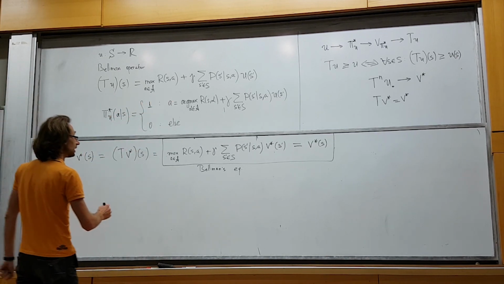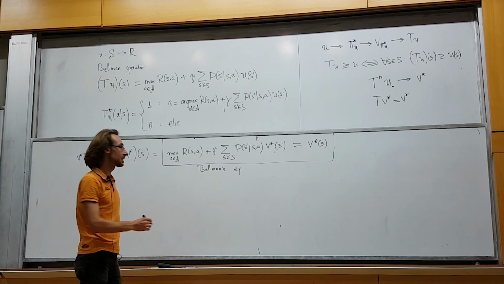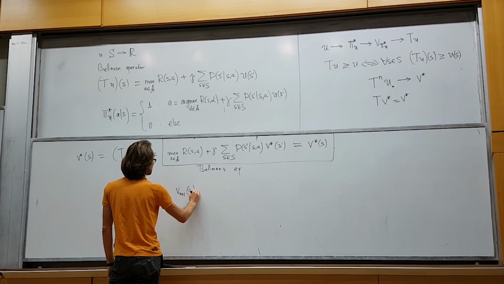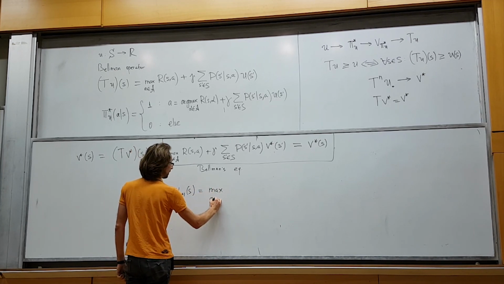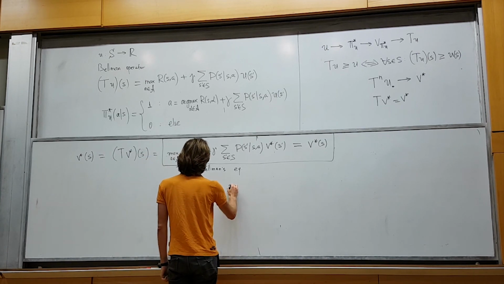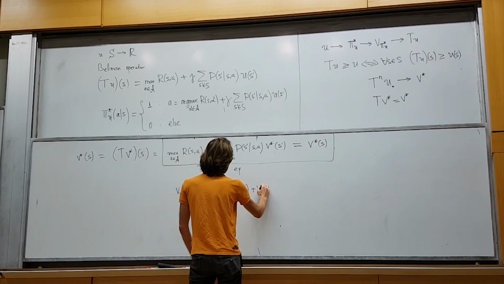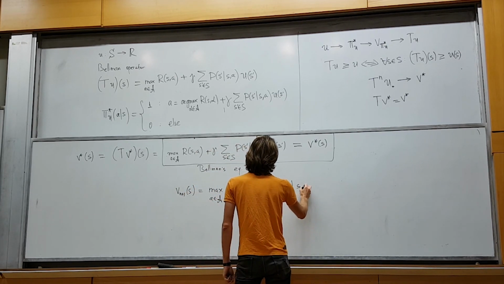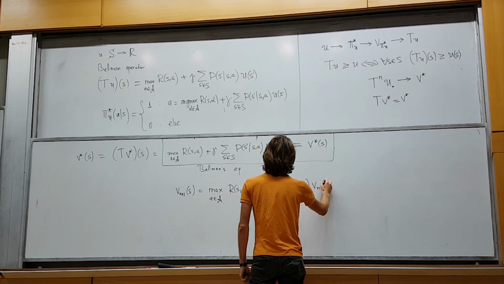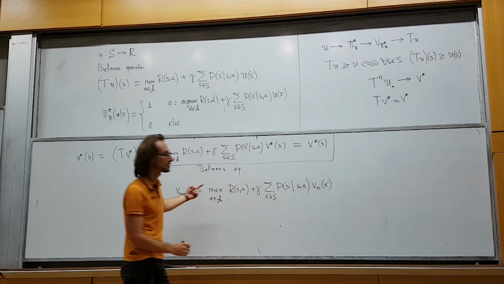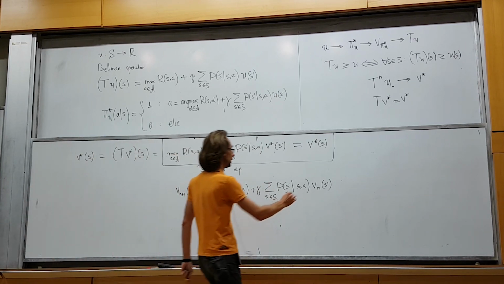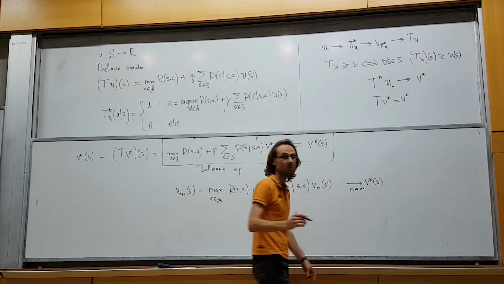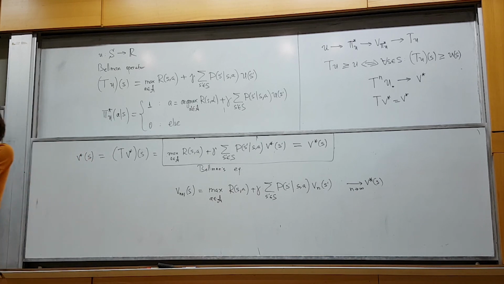We start with some v0, right? And then we improve it by writing that v(n+1) at s equals max over a in the set of actions of r(s,a) plus gamma times the sum over s prime of p(s prime | s,a) v_n(s prime). Okay, so this is a fixed point iteration. It will converge to v star at s as n goes to infinity. Okay?